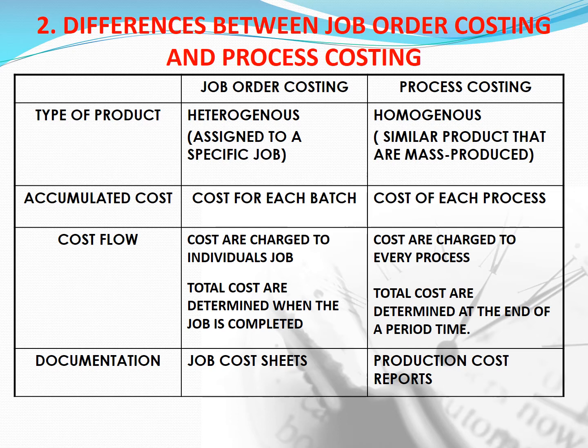Total costs are determined when the job is completed. Costs are charged to every process. Total costs are determined at the end of a period of time. Documentation: job cost sheets, production cost reports.